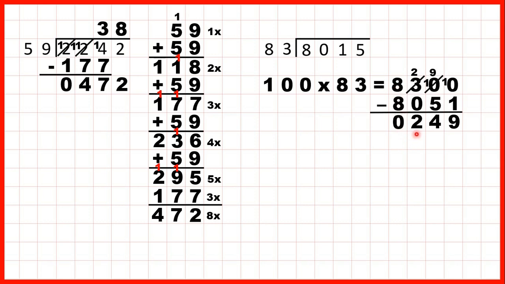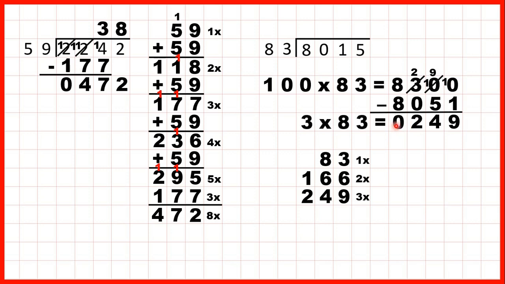So what we can do now is count up in 83s until we get to 249. 83 is 1 times 83. If we add another 83, we get 166 for 2 times, and adding another 83 would give us 249 for 3 times. So when we subtracted our dividend from 8,300, we got the answer to 3 times 83.